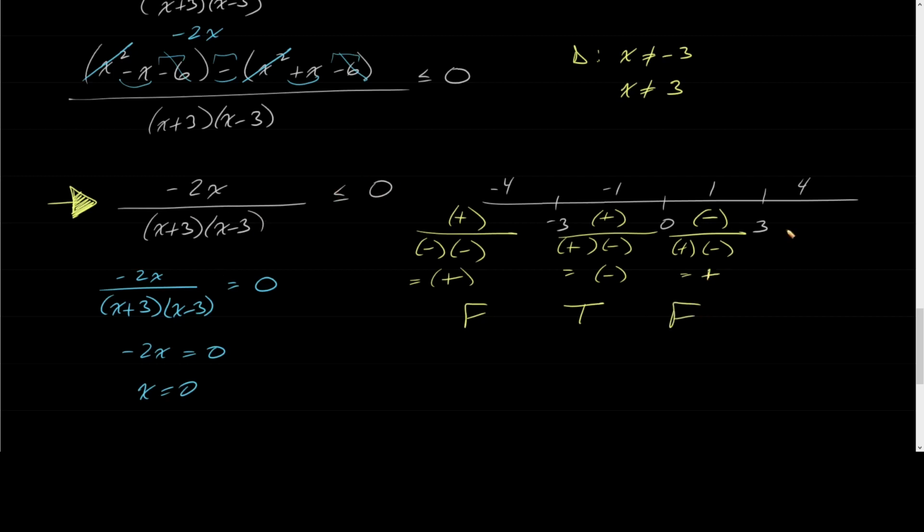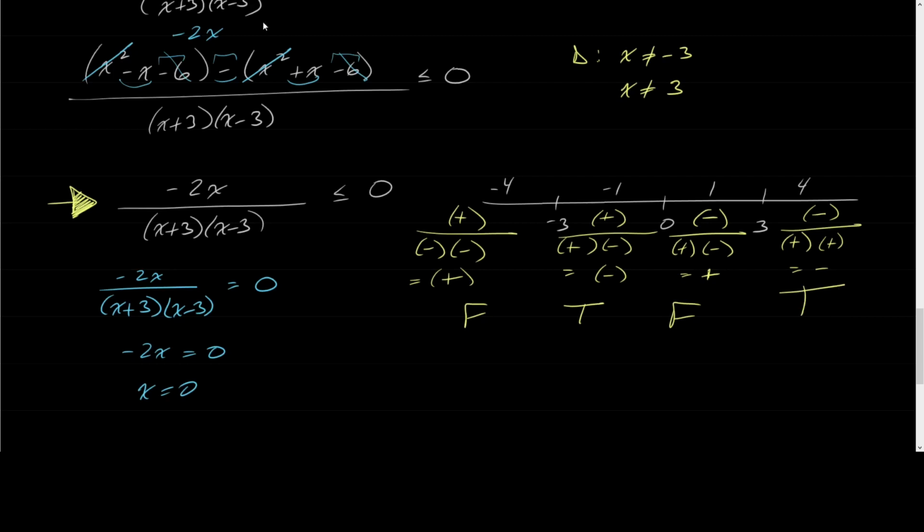No. Plug in 4. Negative 2 times 4 is a negative. 4 plus 3, positive. 4 minus 3, positive. So overall here, this is negative, and is a negative less than 0? Yes, it is. So we end up with true there.